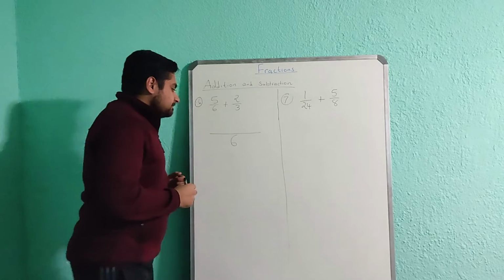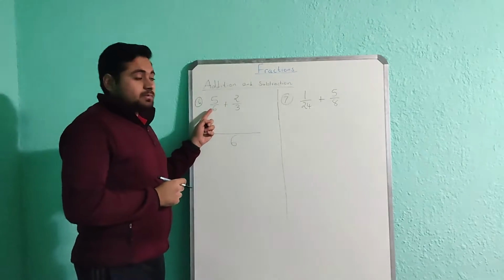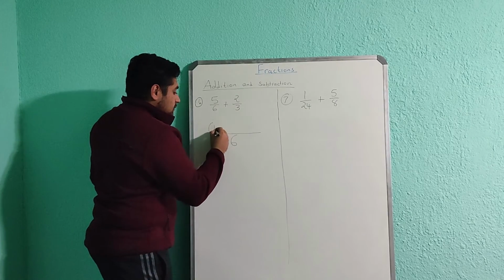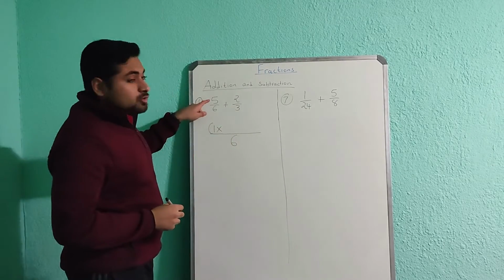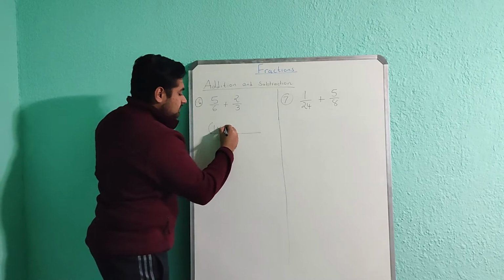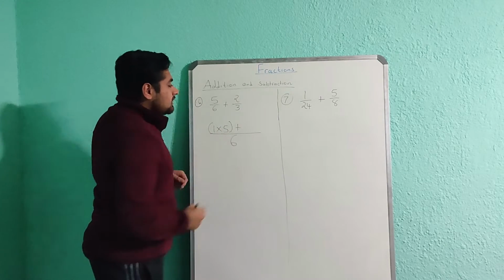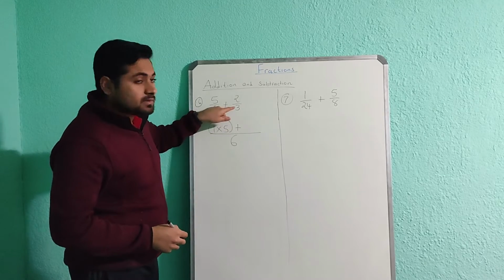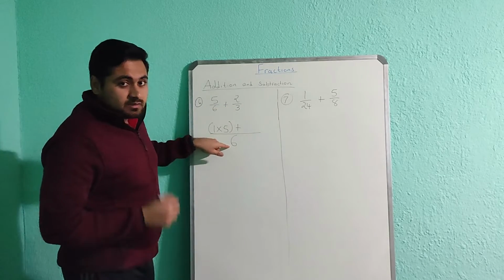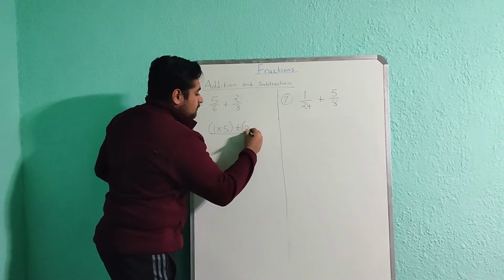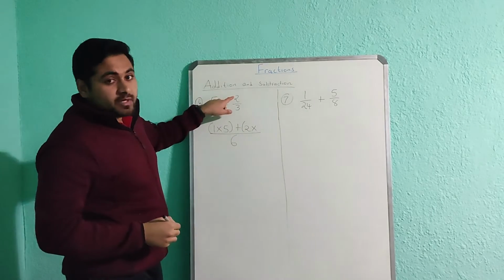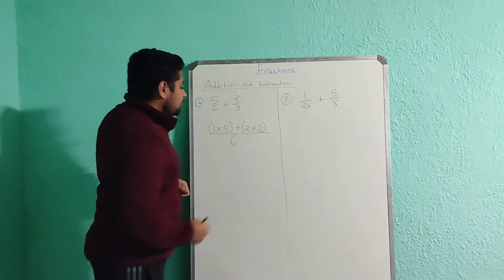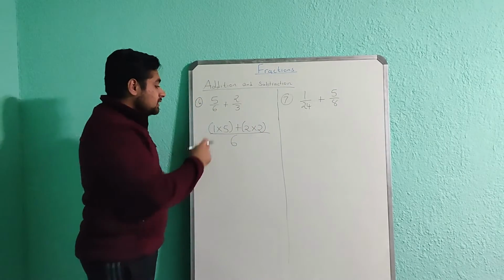Now we ask ourselves, how many times does 6 go into 6? Once, right? So that's 1 times the numerator of the first fraction. That is 5. Plus, how many times does the denominator of the second fraction go into 6? So how many times does 3 go into 6? Twice. So we have 2 times the numerator of the second fraction, 2 times 2.